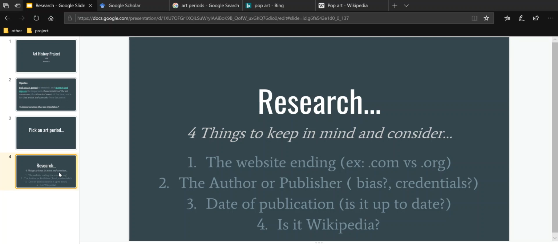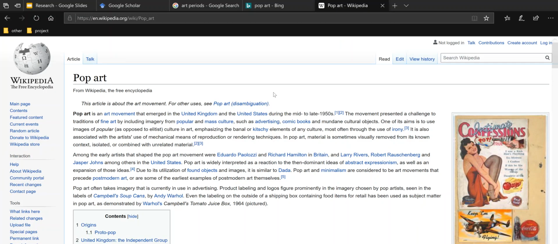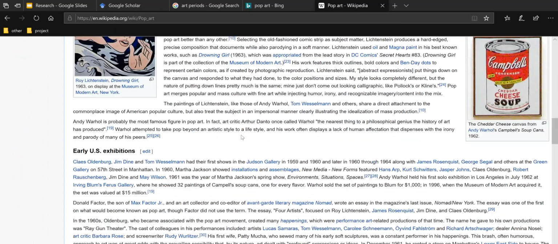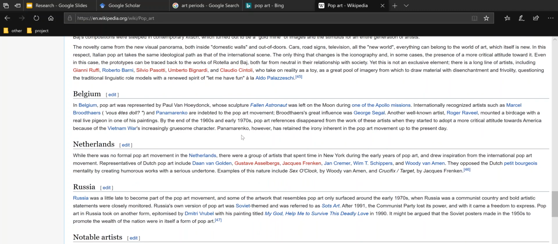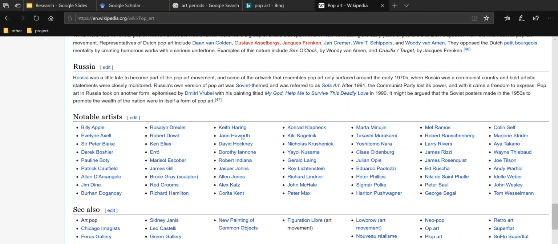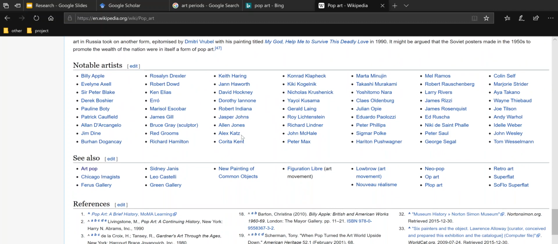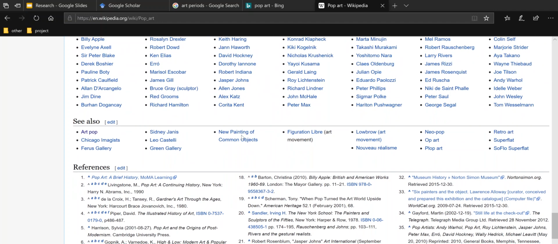The last thing to consider is whether or not it's Wikipedia. I would strongly caution you from using Wikipedia as a main source because it's just not reputable. Anyone can publish on it. However, there is a purpose for Wikipedia. For instance, if we go to the pop art page on Wikipedia, what I would use Wikipedia for is to think of topics. It gives you the overarching ideas within pop art, so you can find artists you might want to look up, but don't use it as a source.